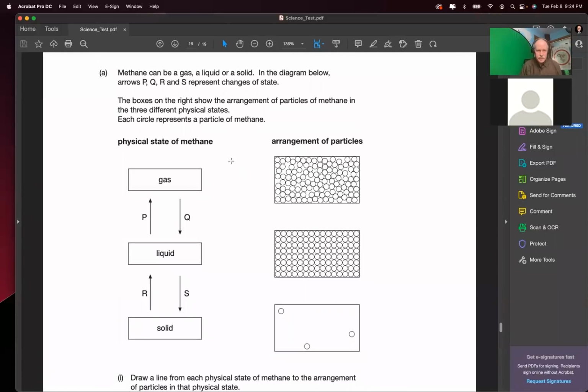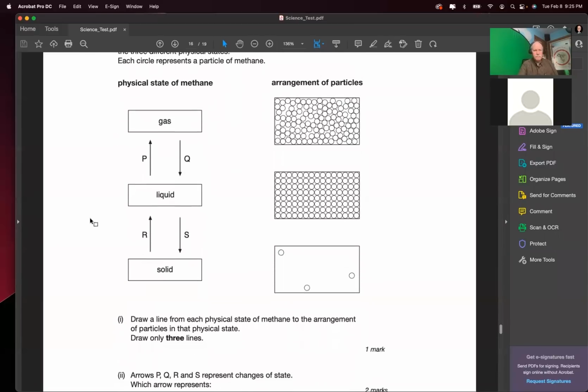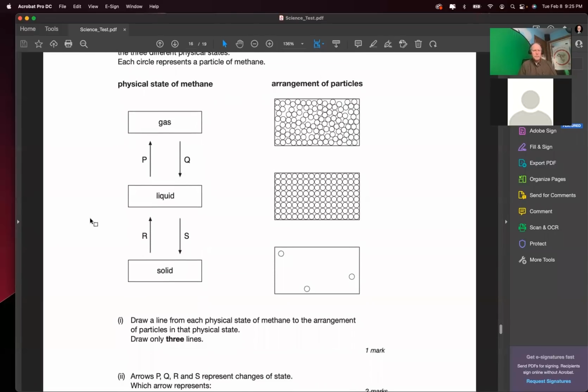All right. Methane can be a gas, a liquid, or a solid. In the diagram below, arrows P, Q, R, and S represent changes of state. So for example, right here, you have a change of state from liquid to gas along arrow P, okay? The boxes to the right show the arrangements of the particles of methane in each physical state. Each circle represents a particle of methane, okay? Draw a line from each physical state of methane to the arrangement of particles in that physical state.